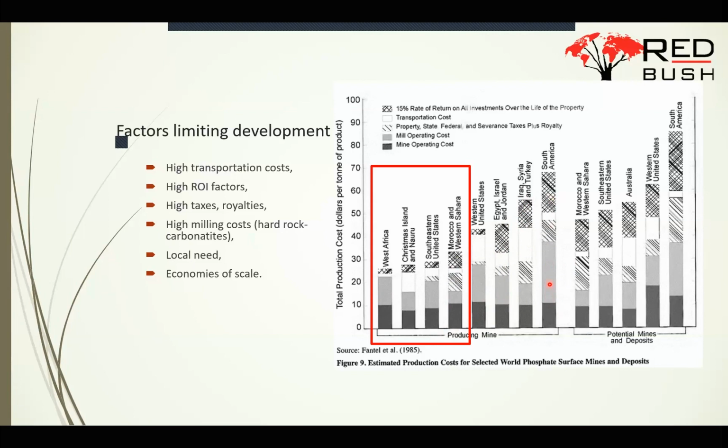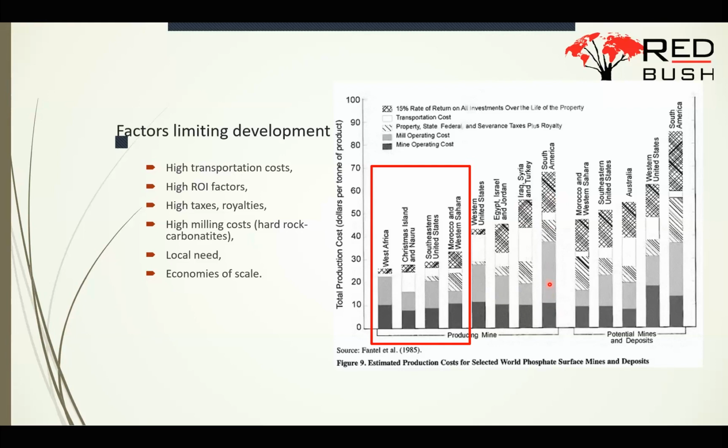Now, a couple of things. West Africa, southeastern United States, Morocco, even the western US, Idaho, are sedimentary deposits. Egypt, Syria, and Jordan are also sedimentary deposits. South America are carbonatites. Okay, so the carbonatite is what drives the cost because they're just really expensive.